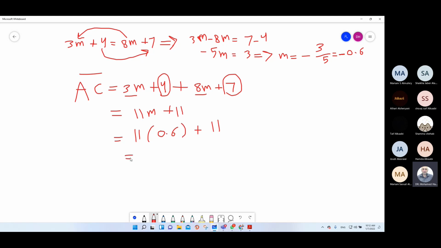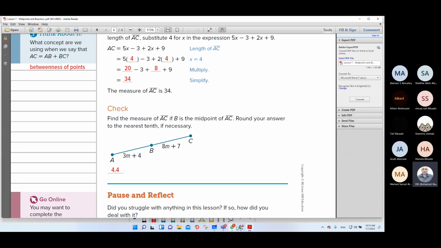And if you multiply 11 by 0.6, you will get 6.6 plus 11. You will get 17.6. This is the measure of the segment AC. This is the whole AC. So, who has any question about this idea? Is it clear for all?